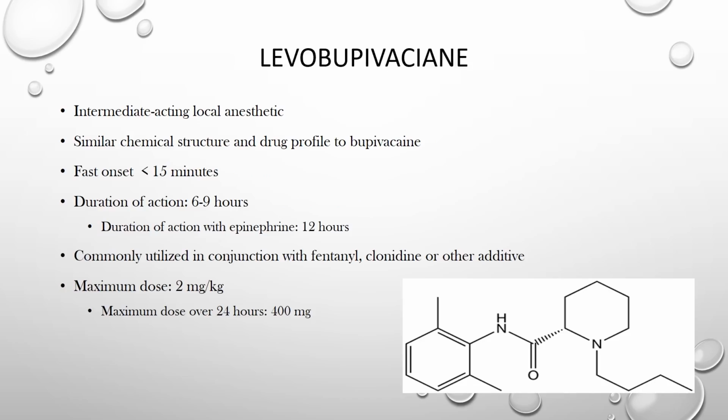LEVOBUPIVACAINE. LEVOBUPIVACAINE is an intermediate-acting local anesthetic. It has a similar chemical structure and drug profile to bupivacaine, but is not associated with the cardiodepressant effects that can sometimes accompany bupivacaine. It has a fast onset of less than 15 minutes, and the duration of action can last upwards of 9 hours and as long as 12 hours with the addition of epinephrine. This local anesthetic is frequently injected in conjunction with an additive for additional pain relief, such as fentanyl, clonidine, or preservative-free morphine. The maximum dose of levobupivacaine without additive is 2 milligrams per kg, or 400 milligrams over the course of 24 hours.